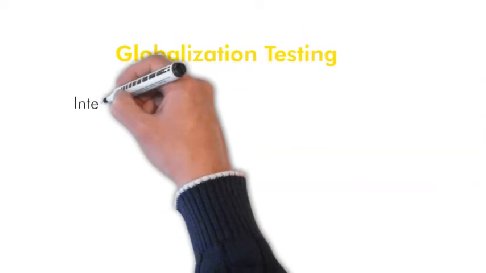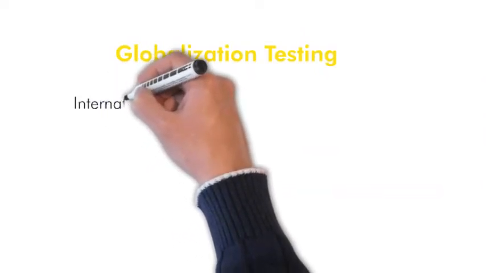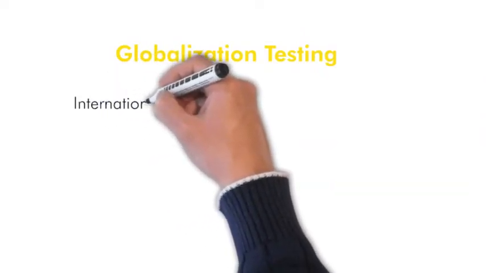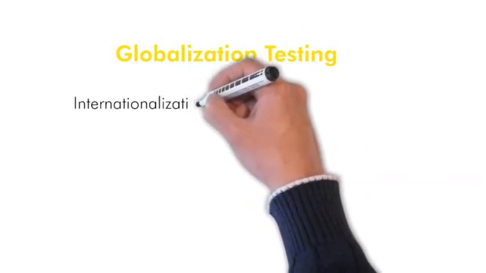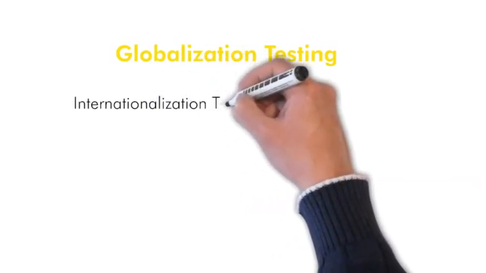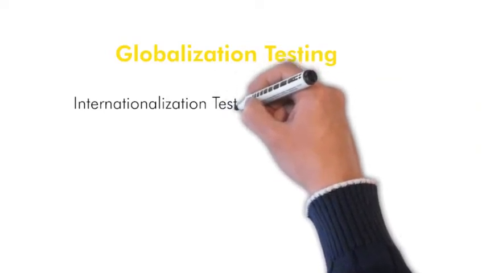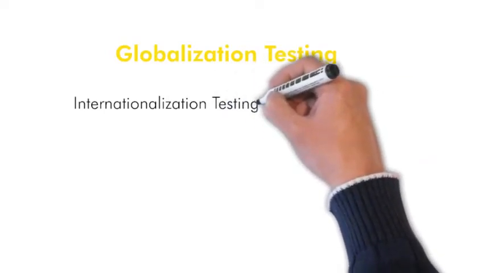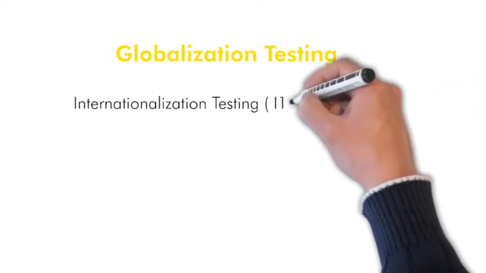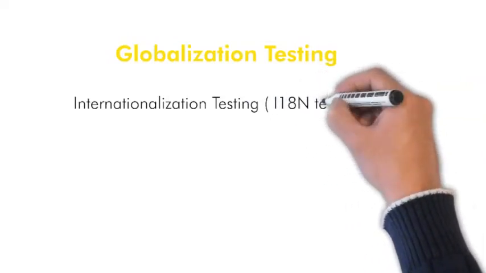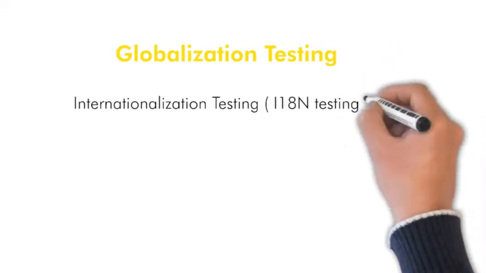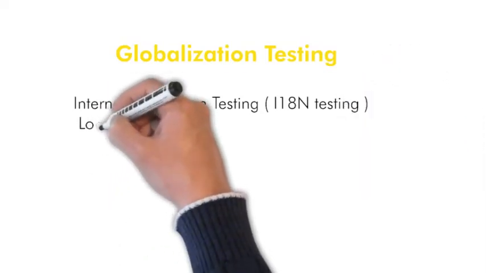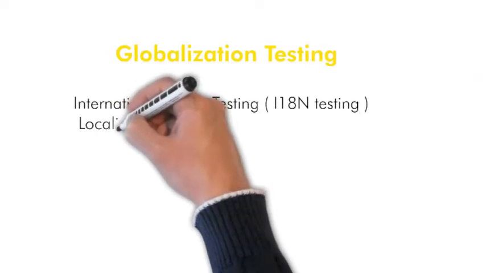Globalization testing. Developing the application for multiple languages is called globalization, and testing the application which is developed for multiple languages is called globalization testing. There are two types of globalization testing: internationalization testing, I18N testing, and localization testing, L10N testing. So first, let's see internationalization testing.